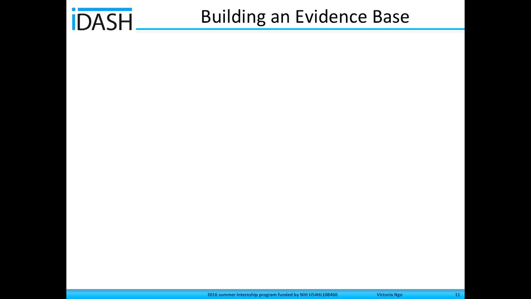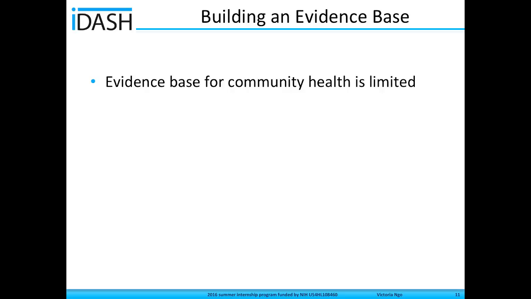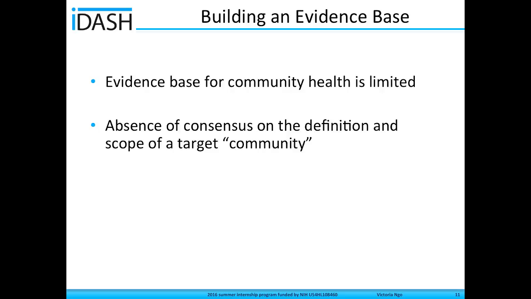And the reality in community healthcare is that the evidence base is actually very limited, right? So there is an absence of consensus on the definition and scope of the target community. When you're a researcher, you're thinking of community as multiple definitions, right? Community can be a setting, it can be a target, it can be a resource, it can be an agent. So when you're actually looking for data around what this community research is, it's very, very difficult.